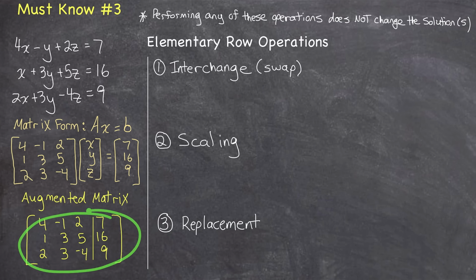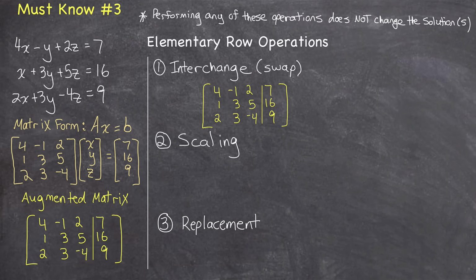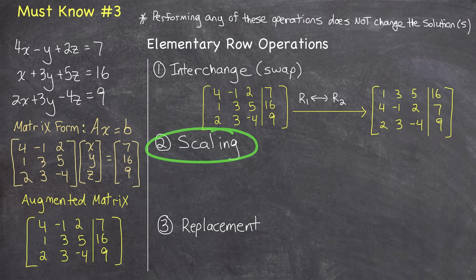So if we start with this augmented matrix, I could, for example, swap row 1 and row 2 with each other. And the notation for that is you would write row 1 and row 2 are switching places with each other. And when we do that, we get a new matrix where row 2 of the original matrix is now up in row 1, and row 1 of the matrix is now down in row 2, and row 3 stays exactly where it is. The second operation is scaling.